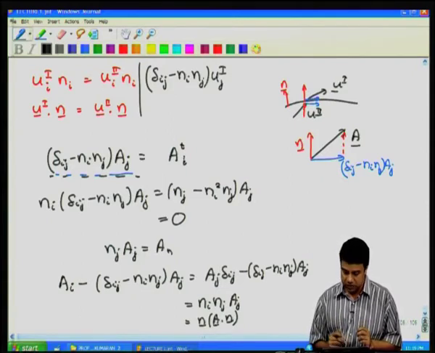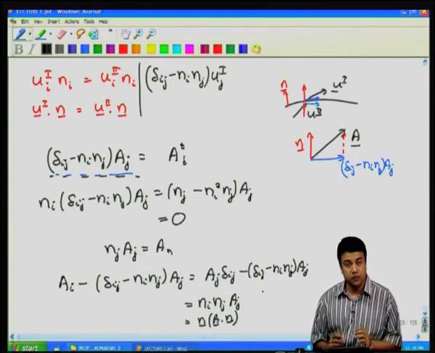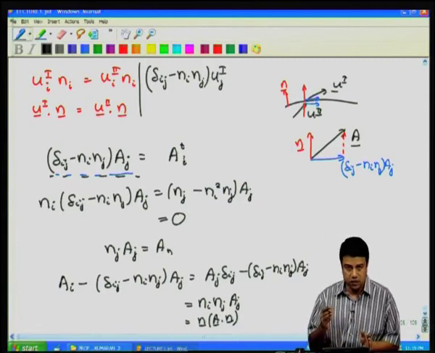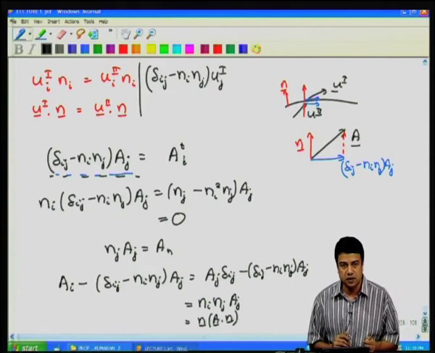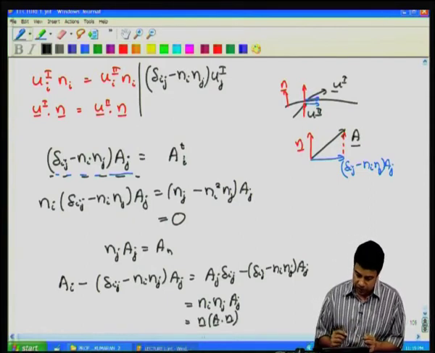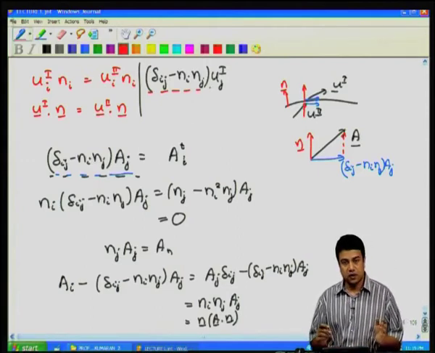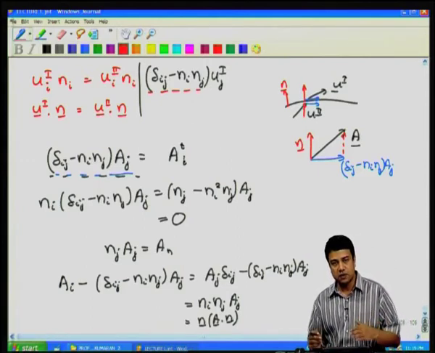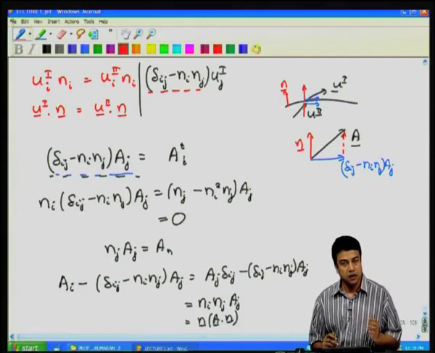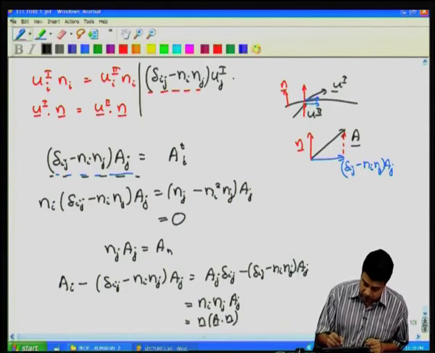The sum of these two will end up giving you the total vector: the component along the normal plus this tangential component, which is (δ_ij minus n_i n_j) A_j. This thing is called the transverse projection operator. It gives you the component of the vector which is perpendicular to the direction n. That is the tangential component of the velocity, and that has to be equal on both sides.